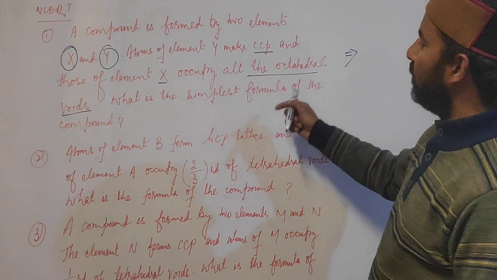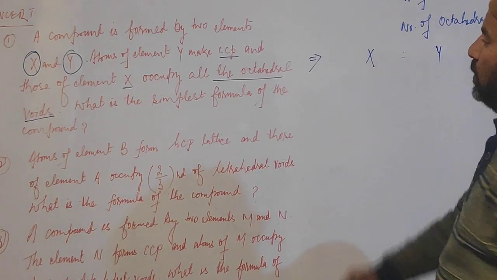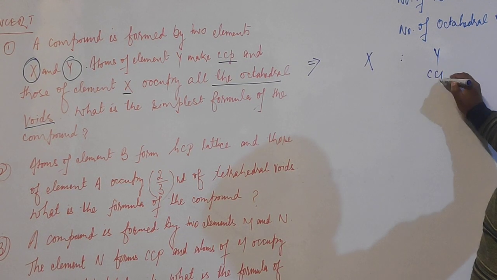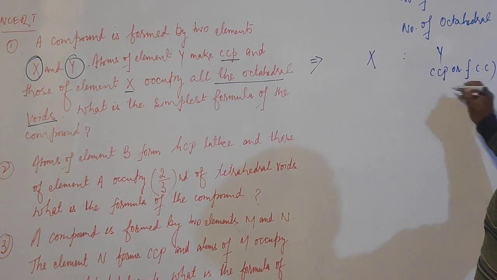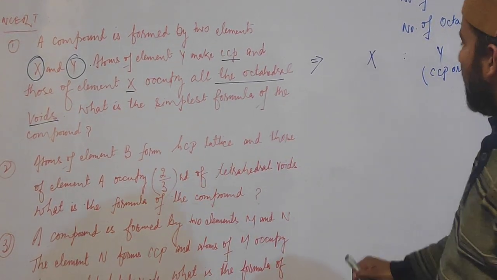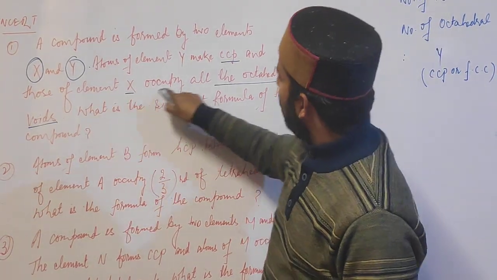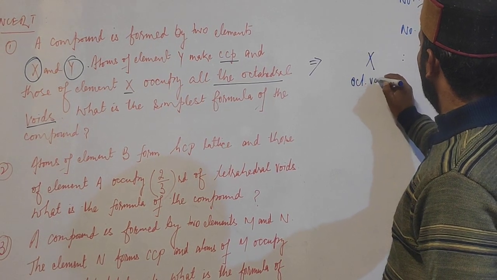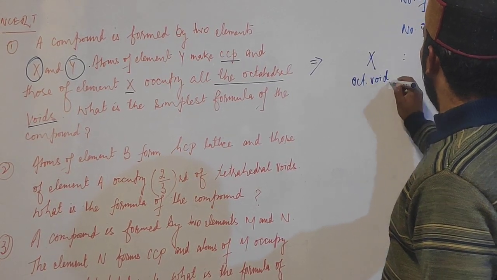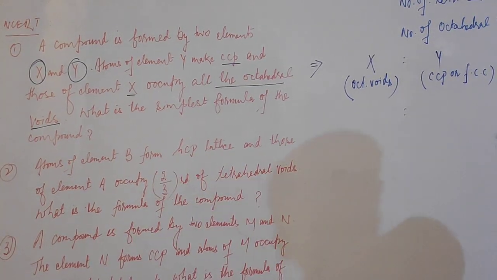We have two elements X and Y. Now atoms of Y make CCP. Students, CCP is also called FCC lattice, so face centered cubic, and X occupy all the octahedral voids. So we have X atoms occupying octahedral voids. Now we have to determine the simplest formula of the compound.